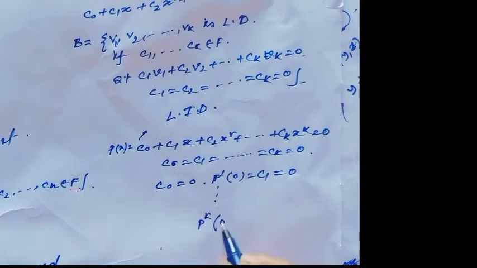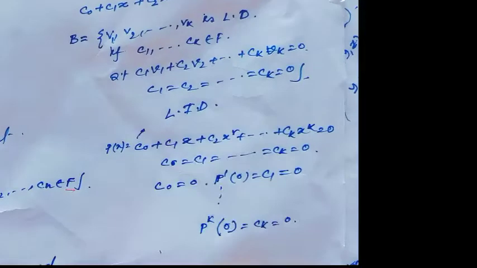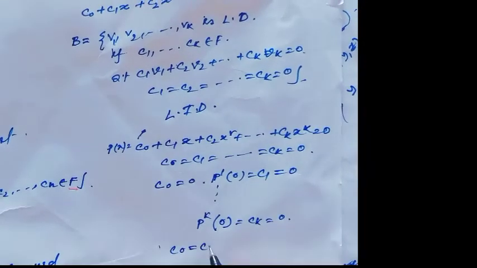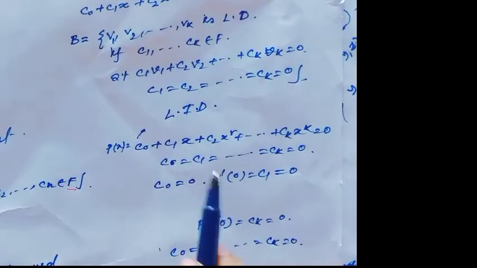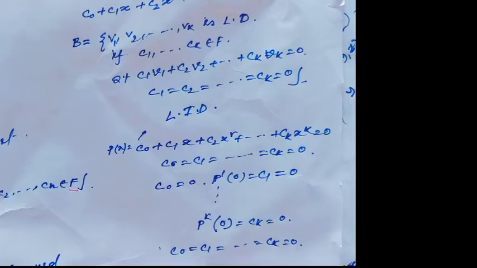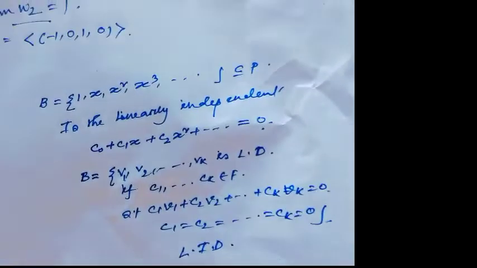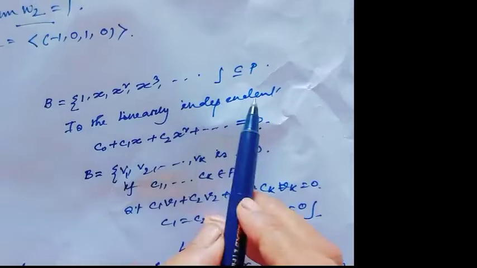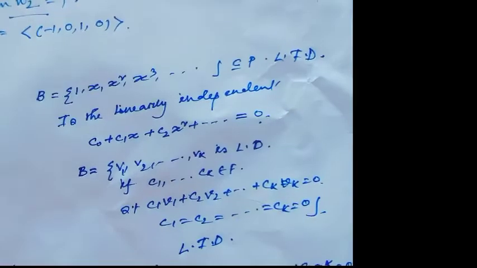Take the derivative at the point 0, I will get ck equal to 0. That means c0 equal to c1 equal to ck equal to 0. So this set is actually a linearly independent set. Have you understood? That means the set of polynomials is also a linearly independent set.